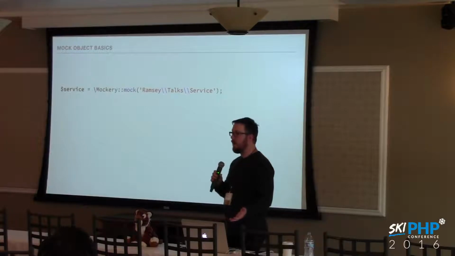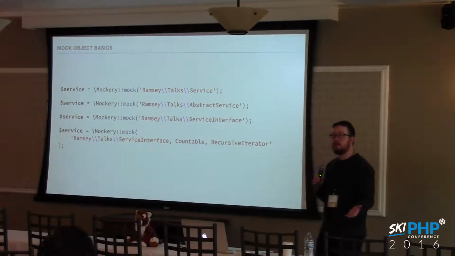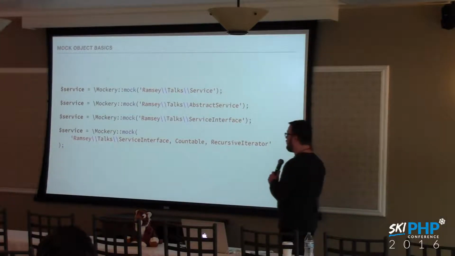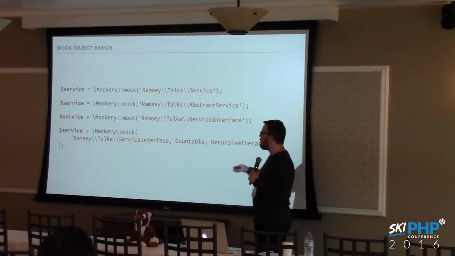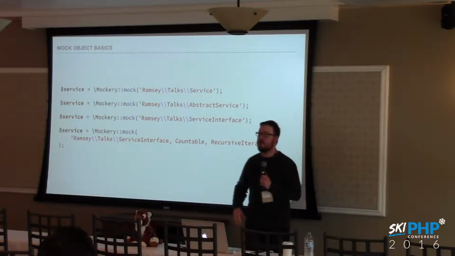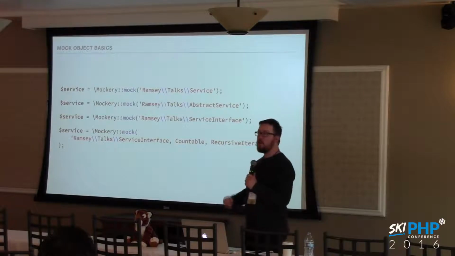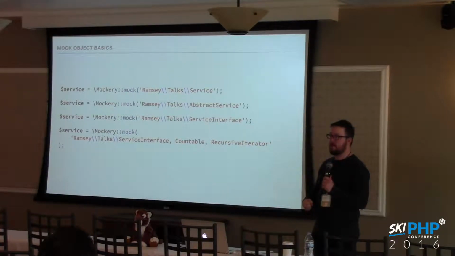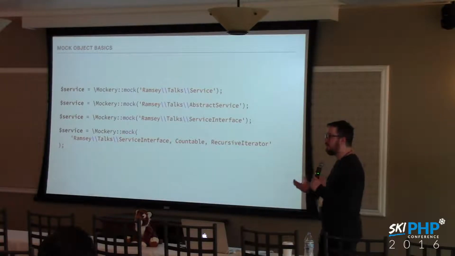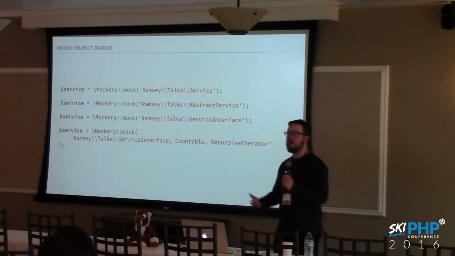It doesn't have to be an actual class. It could be an abstract class. It can be an interface. And we can also give it a comma-separated list of interfaces. And so what this will do, especially these last two, these are important because sometimes you really don't need to mock a concrete class. You just want your mock object to adhere to an interface that you need to pass in. Sometimes our type hints are all about interfaces. As long as it matches an interface, it will accept it.